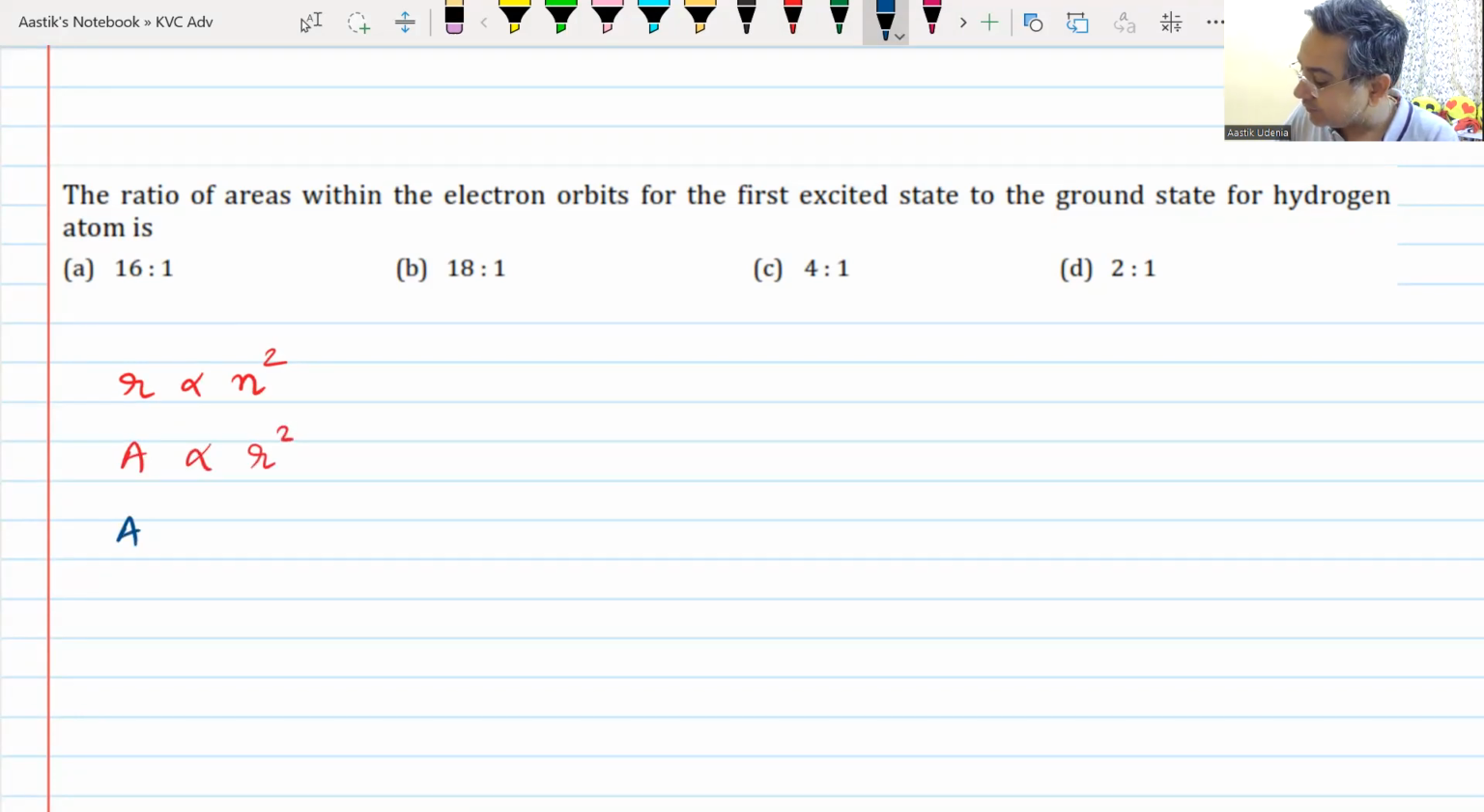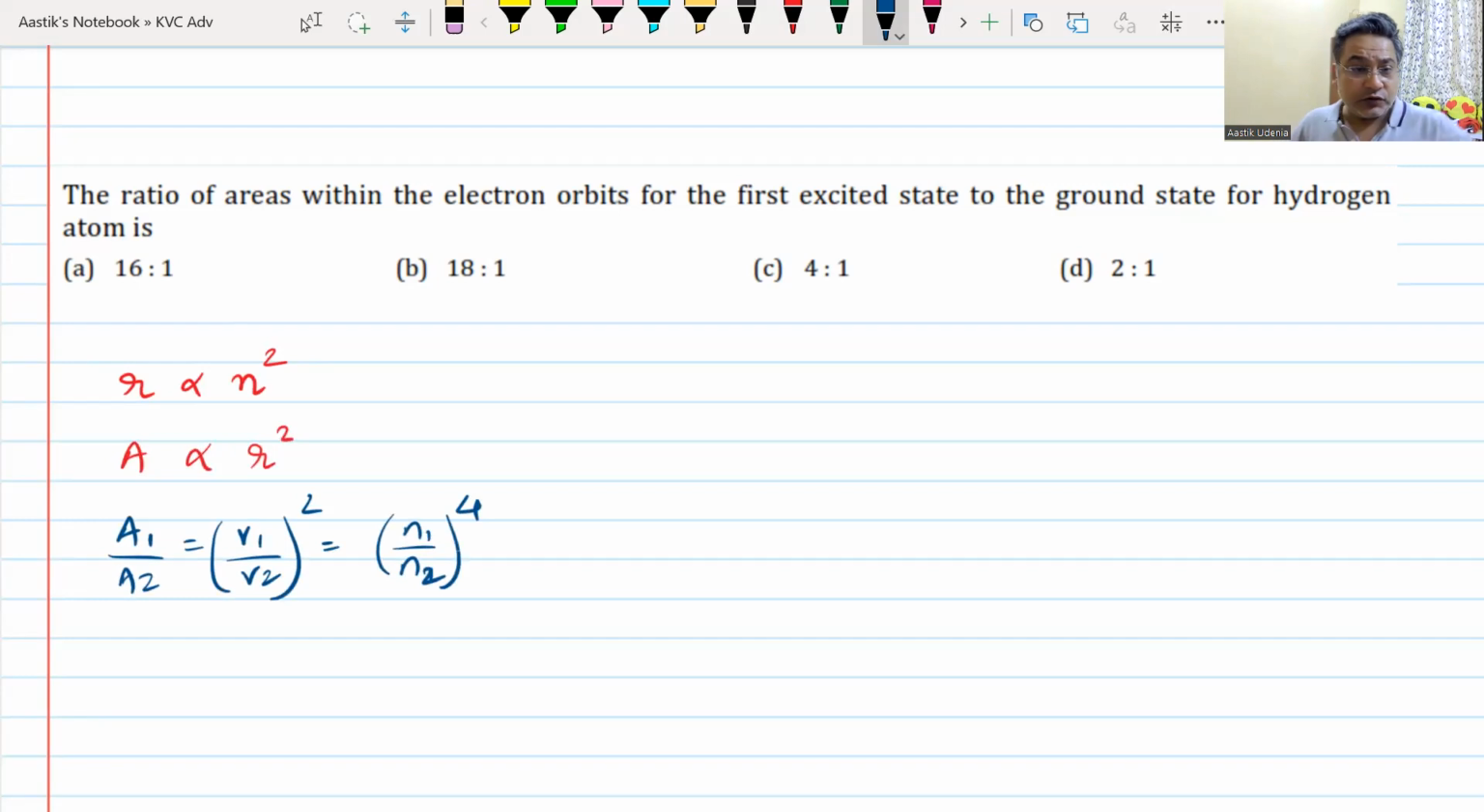So A1 by A2 will be equal to R1 by R2 whole square. That will be equal to N1 by N2 raised to the power 4, 2 raised to the power 4, and the answer becomes 16 is to 1. Everyone understands this? Yes or no? Yes. Everyone understands this? Yes, sir.